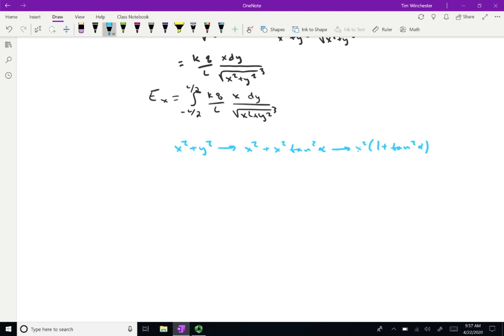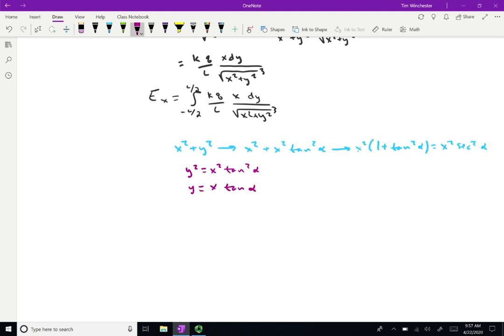And 1 plus tangent squared alpha is secant squared. So it equals x squared secant squared alpha. Okay, and since that's inside a square root, that's going to simplify nicely. All right, so what was the substitution? Well, I made the y squared into x squared tangent squared alpha. So y squared equals x squared tangent squared alpha, or y equals x tangent alpha.